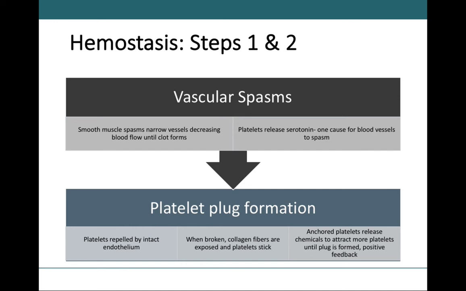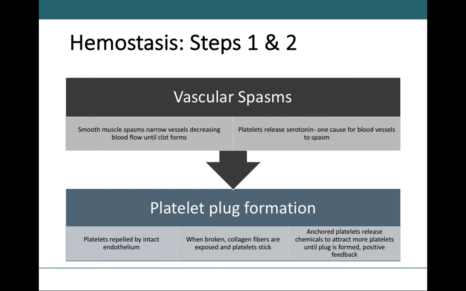The second step of hemostasis is referred to as the platelet plug formation. The platelet plug is a building up of platelets in the blood. Different reactions are going to occur that will make our platelets very sticky, and they're going to bunch up and form this big plug to prevent excessive loss of blood from the vessels.